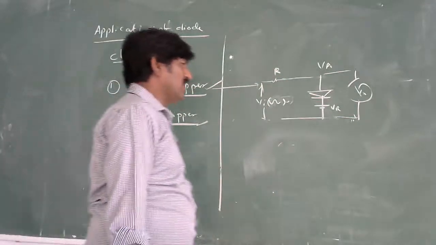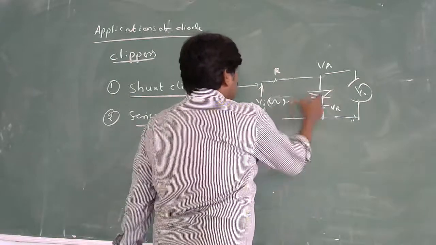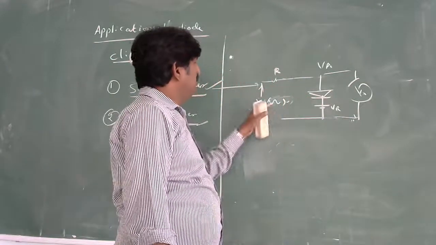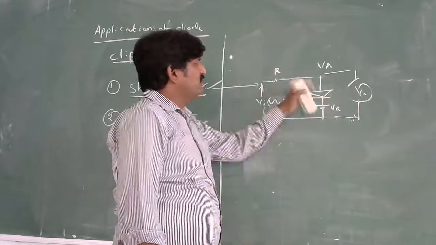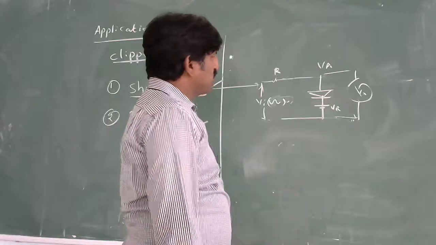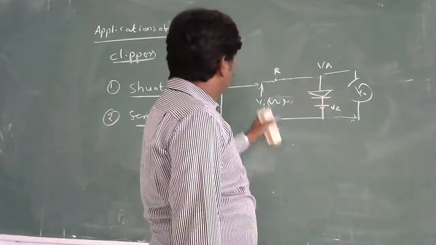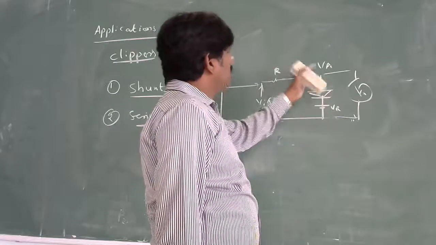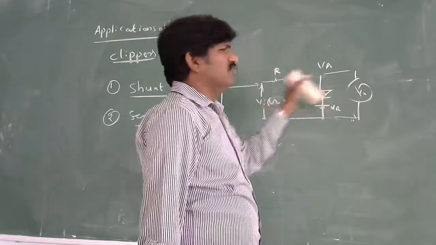Generally, you know that one. I already told you. When you consider the diode as ideal, when Va is greater than 0, the diode acts like a short circuit, then the output is equal to 0. When Va is less than 0, the diode acts like an open circuit, then the output follows the input.